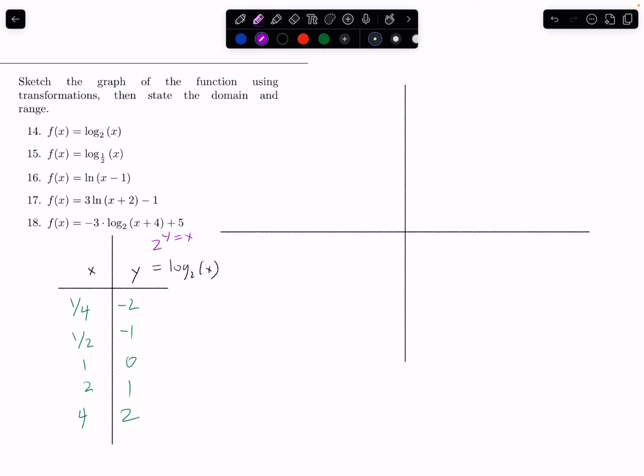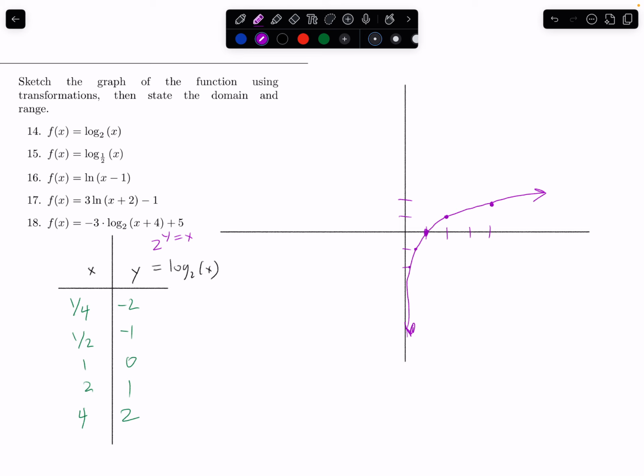Okay, now let's plot some points. So 1, 0, obvious one. And I'm going to use purple for some odd reason. 2, 1. It's right there. Okay, 4, 2. Right there. I'm sorry, no: 1/2, -1. So about here. And then 1/4, -2. So about there. Okay, now let's connect these dots. And your function looks something like this.